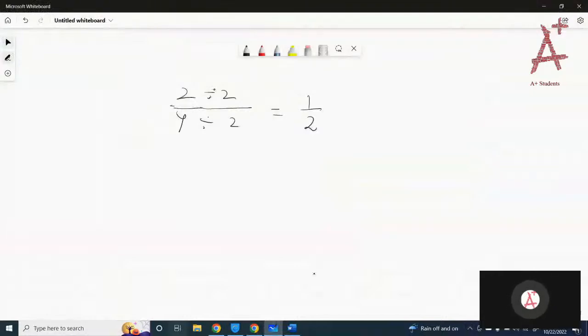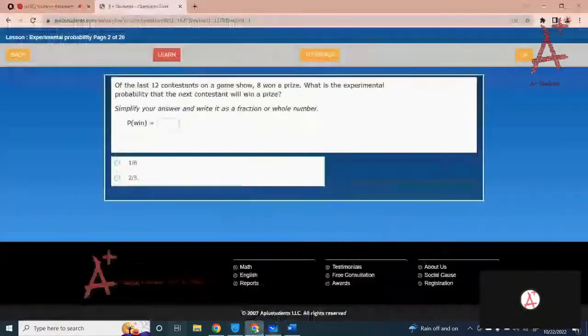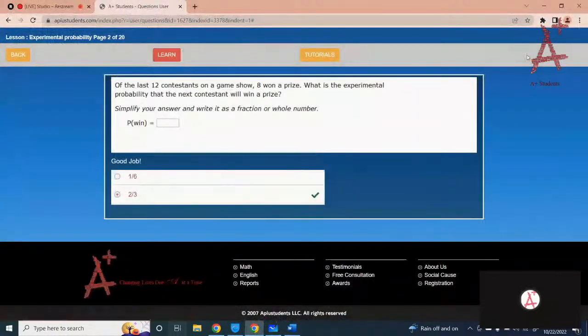The probability of the next win is 8 out of 12. Got it? So convert the fraction to the lowest form. You have to divide them by 4. So 4 times 2 is 8 and 4 times 3 is 12. So the probability is 2 by 3. Got it? Just select the correct option and then click on the OK button.